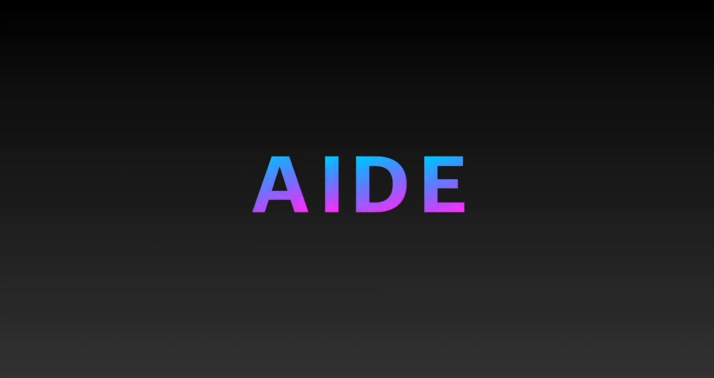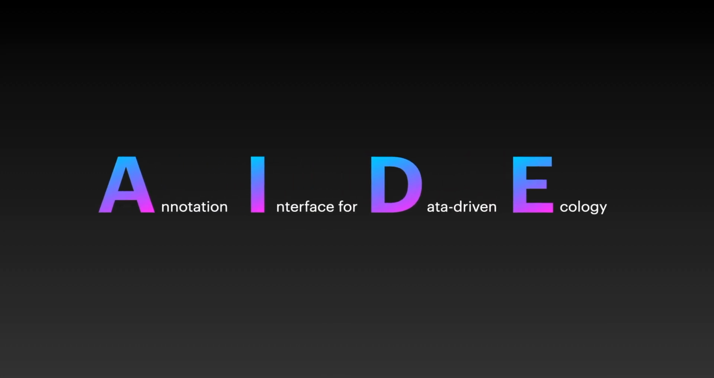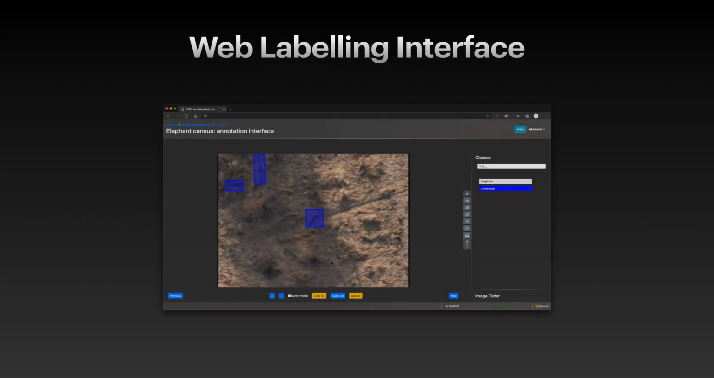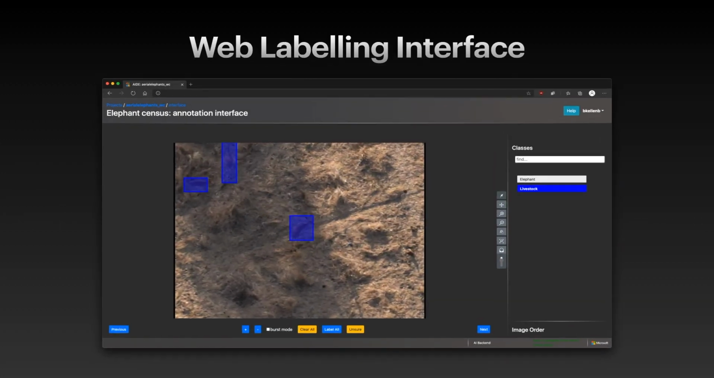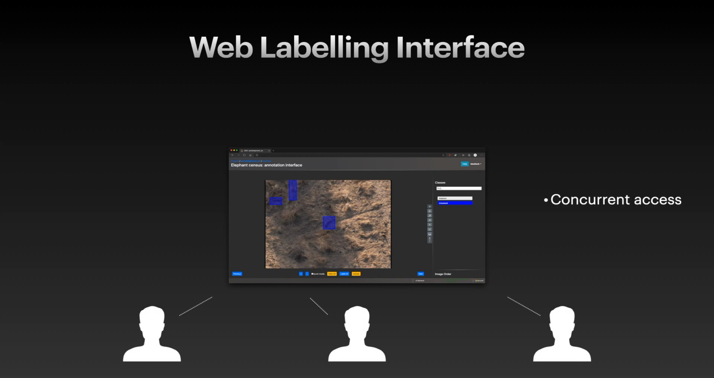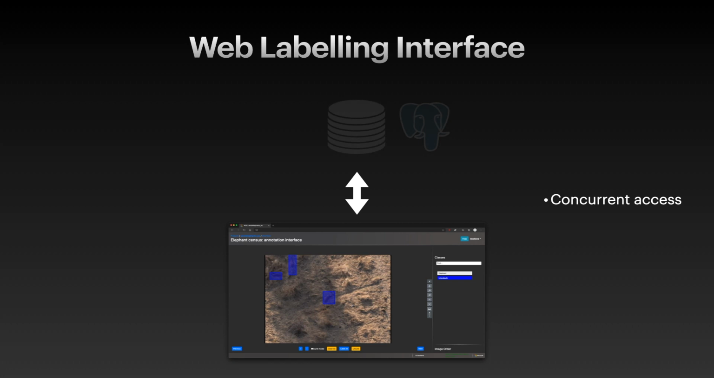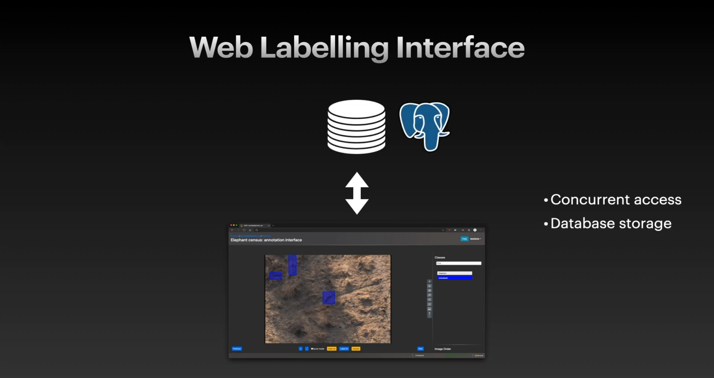This conundrum is what we attempt to solve in this project, and we call it AIDE, which stands for Annotation Interface for Data-driven Ecology. In a first instance, AIDE is a versatile annotation utility that can be accessed through any modern web browser. Importantly, AIDE allows more than one user to label images at a time, which enables a wide distribution of the labeling task to multiple workers. To cope with this increased data flow, AIDE uses Postgres, a well-proven database system which will store annotations and other metadata.